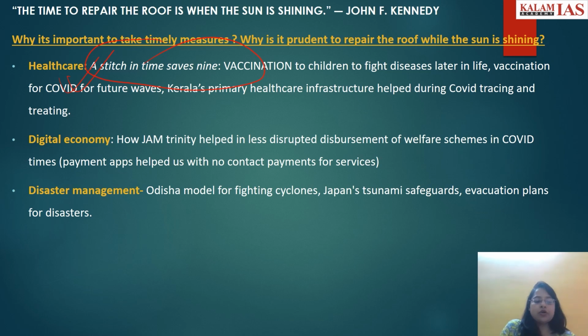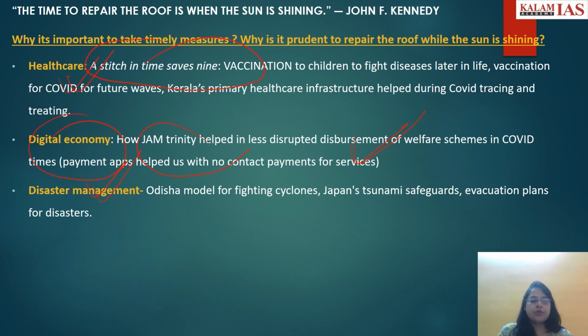Then you can talk of the digital economy, how the JAM Trinity helped in less disrupted disbursement of welfare schemes in the COVID times, and how the payment apps helped us with no-contact payment for services. Very, very good example. Then we can talk of disaster management. This topic, in fact, is very much relevant, and the importance of taking proactive measures in order to prevent the damage.